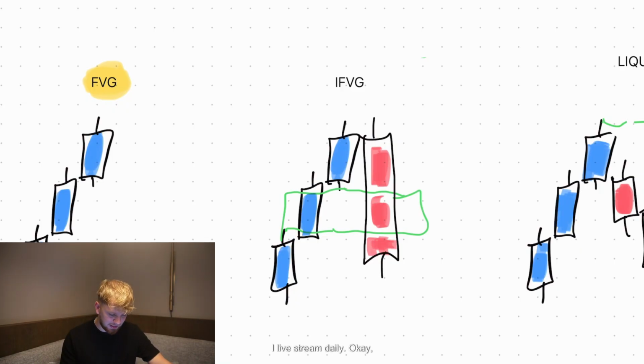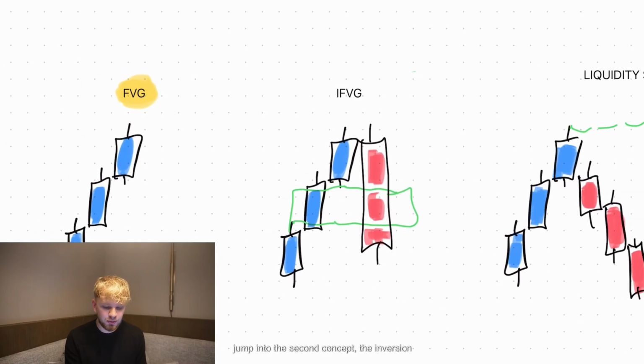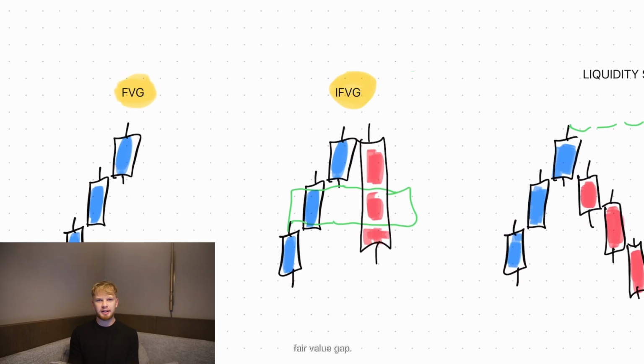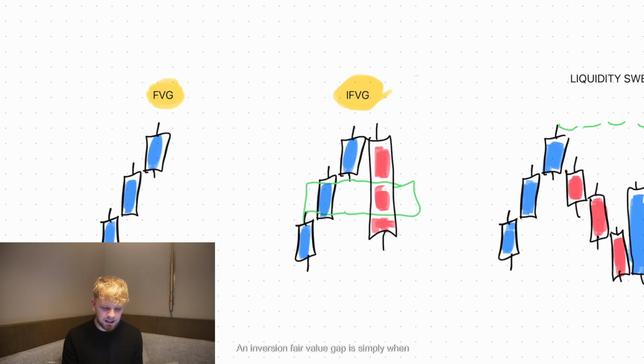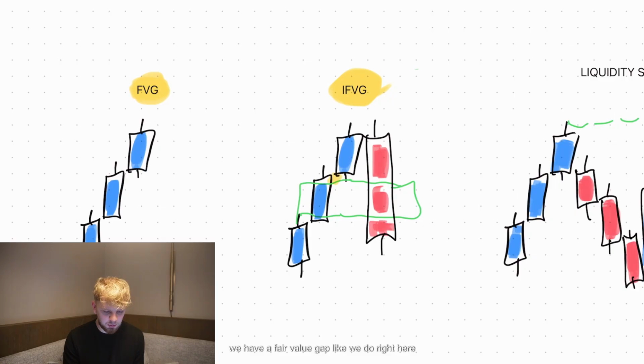Okay, now let's jump into the second concept, the inversion fair value gap. Something that I made very, very popular in the trading space. An inversion fair value gap is simply when we have a fair value gap like we do right here, and it is disrespected. So in this case we have this bullish fair value gap because we count 1, 2, 3 candles, and the second candle has this inefficiency, that is the fair value gap. And as you can see, if we get a bearish candle close below the bullish fair value gap, or if we were to get a bullish candle close above a bearish fair value gap, that is what we call an inversion fair value gap.